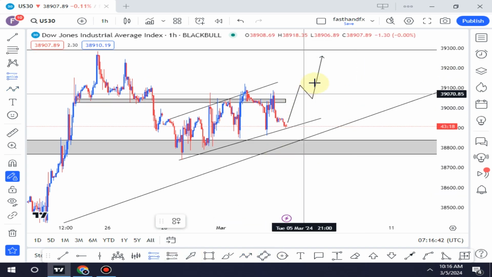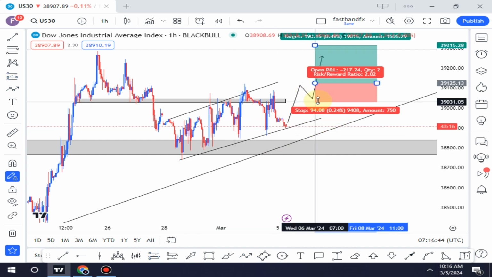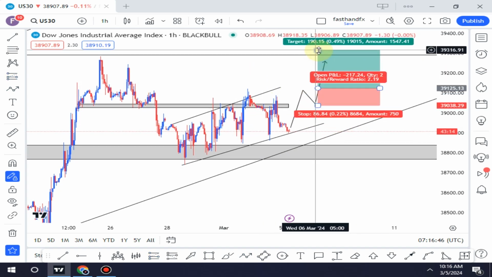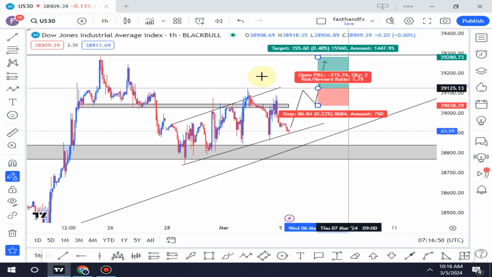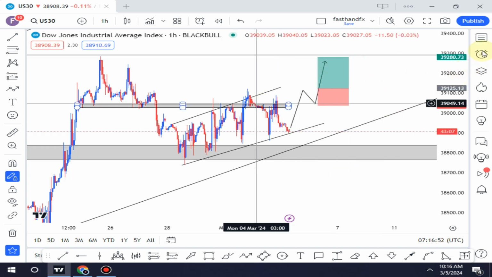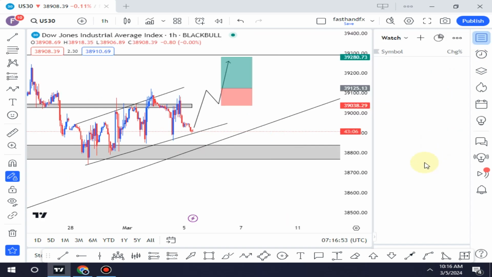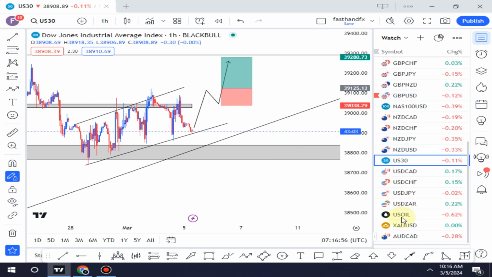That is when we might see buy properties on US 30, maybe targeting this level right here. Those are the things that we should see. Okay, but most probably on US 30, I'm seeing bearish properties unless price decides to change.